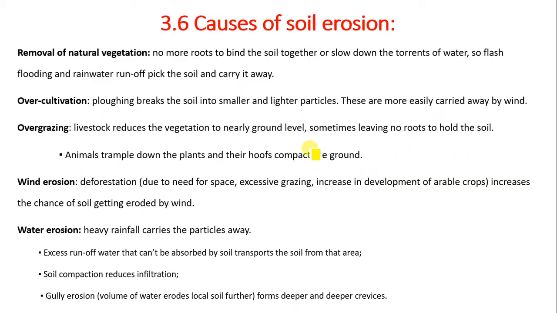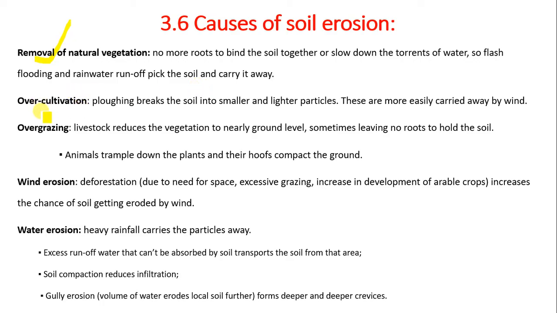Causes of soil erosion. First cause we'll be looking at is removal of natural vegetation. So there are no more roots to bind the soil together if you remove the natural vegetation, or slow down the torrent of water. So you can have things like flash flooding and rainwater runoff pick the soil and carry it away.